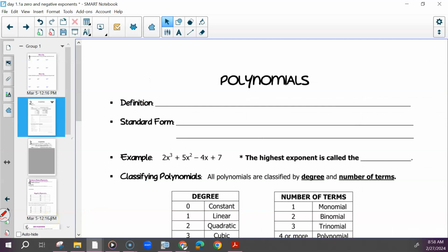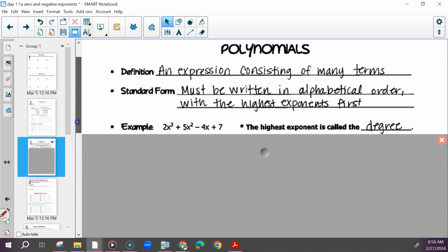Alright, so look at your notes. I'm going to have you guys write in this definition. So polynomials is like this umbrella term that relates to everything we're talking about, but it also means something specific. We'll get to that in a second. This is an expression that consists of many terms. And we're going to rewrite them, and when we do that, they have to be written in alphabetical order with the highest exponent first. So that would be putting it in standard form. We'll talk more about that here in a second.